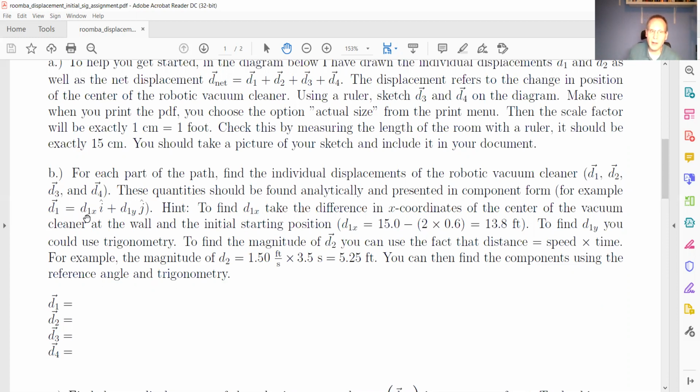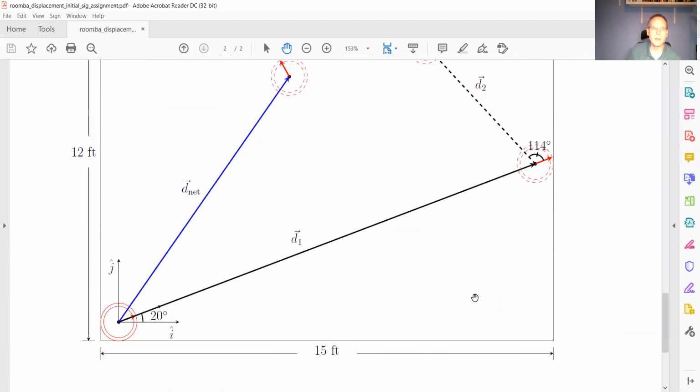I'll give you a hint. To find D1x, the x component of D1, go back to the picture here. We know that this is at 0, 0 right here. This is 15 feet. Since the diameter is 1.2 feet, the radius is 0.6 feet. If you project this down, you'll have the x component. That must be 15, but then I have to subtract a 0.6 and a 0.6 here, and that's going to be the x component of D1. You're getting that just from geometry. Then since we know this angle, you can get the y component here by using trigonometry.